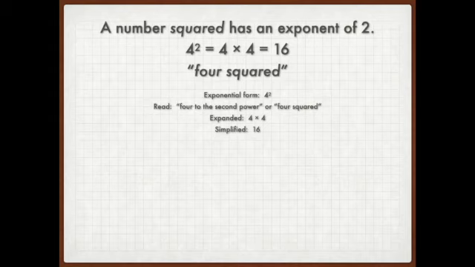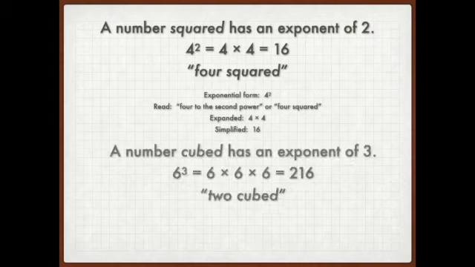So if a textbook or a worksheet says, please give me the simplified form, that's really all they're asking for: simplify it, or give me the answer, the end product here. Now a number cubed is going to be the exponent of 3. So squared is the exponent of 2. Cubed is the exponent of 3. So 6 cubed would be 6 to the third power. So this is 6 times 6 times 6. So 6 times 6 is 36, times 6 is 216.